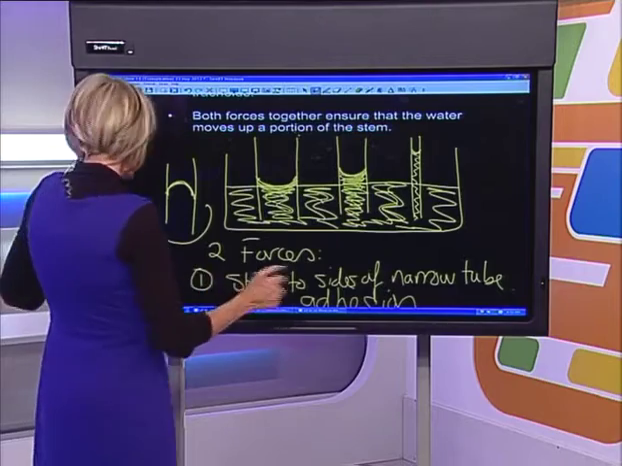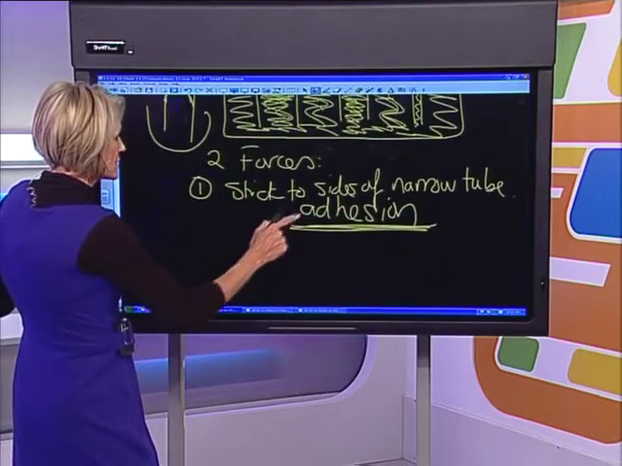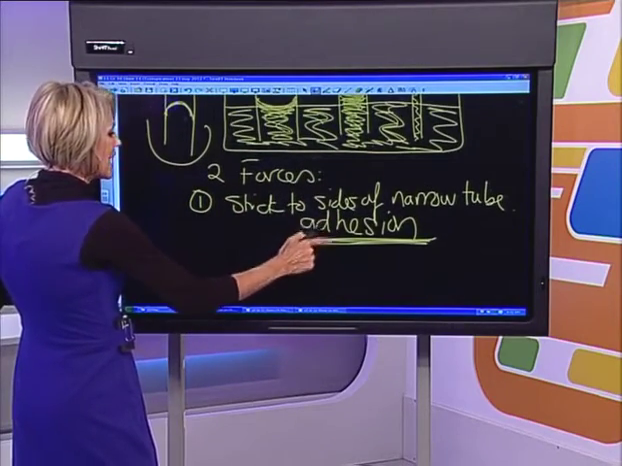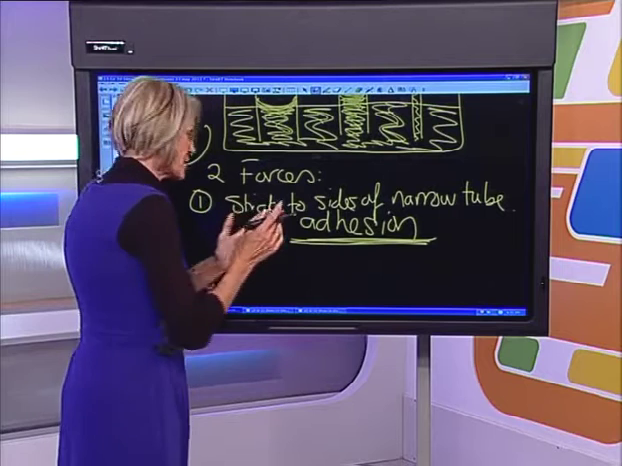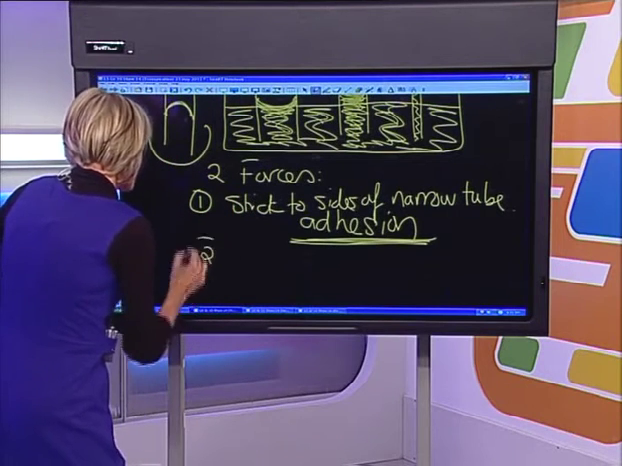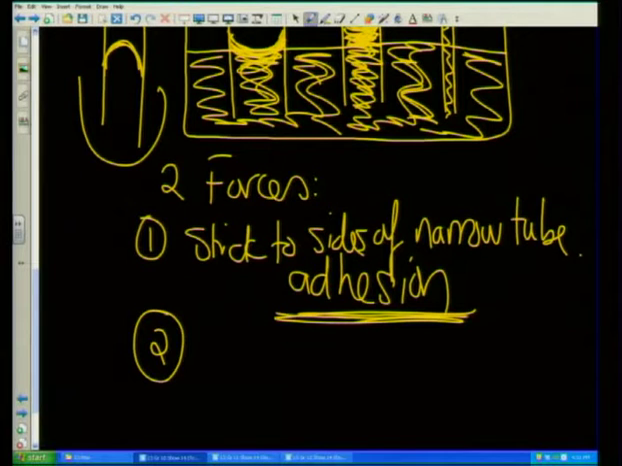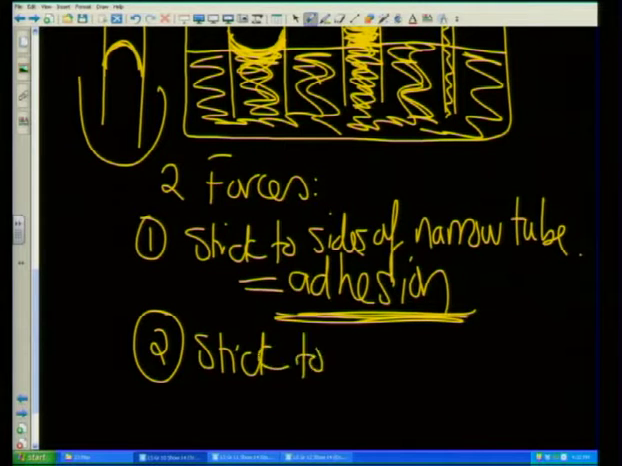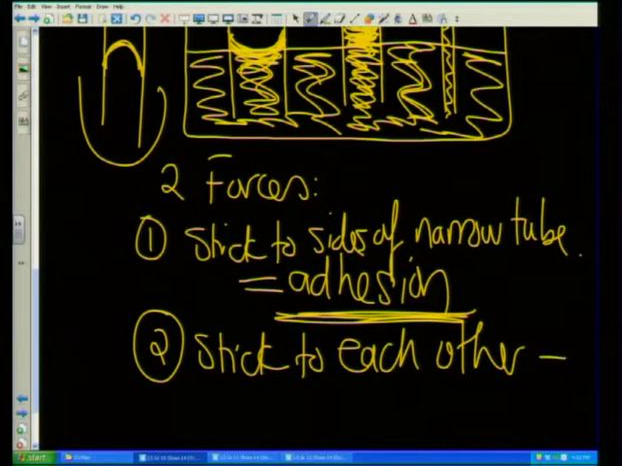Water, however, likes to stick to the sides more than it likes to stick to itself, or cohesion, so to each other. Now, sticking to the sides of a narrow tube, that is adhesion. If they stick to each other, that is cohesion.